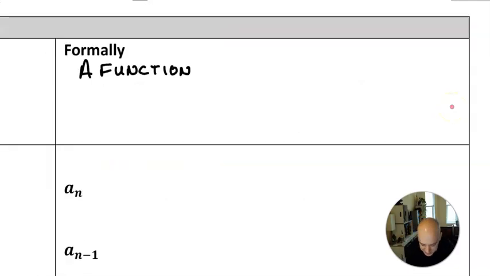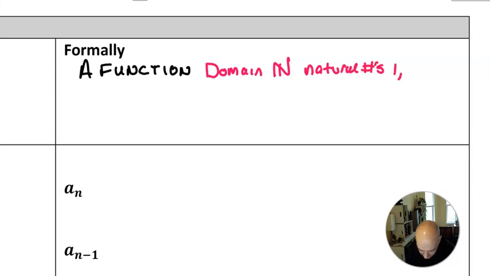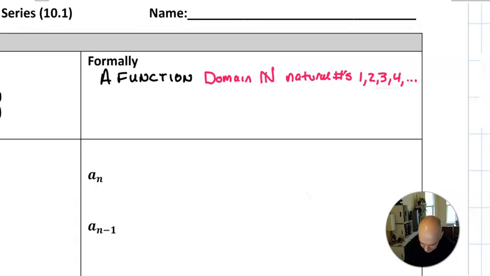Formally, a mathematician would say that a sequence is a function. Surprise, surprise, in pre-calculus, we're looking at something that's a function, where the domain of that function is the natural numbers. That is, the natural numbers go 1, 2, 3, 4, etc. So what does that mean in practice? Why do we talk about this as a function from the natural numbers?